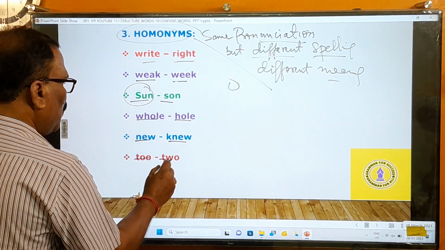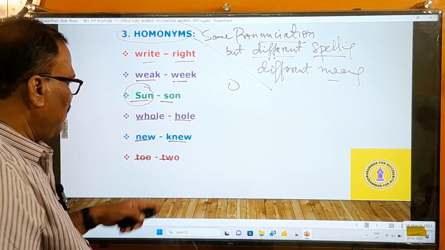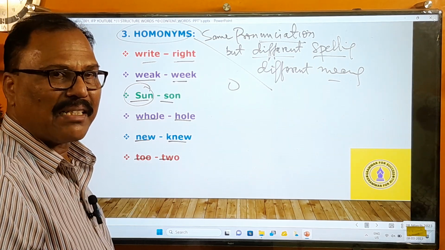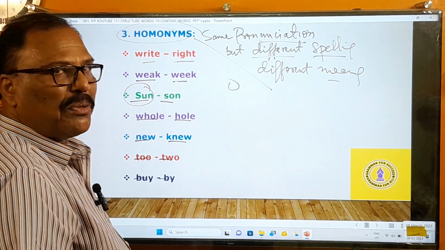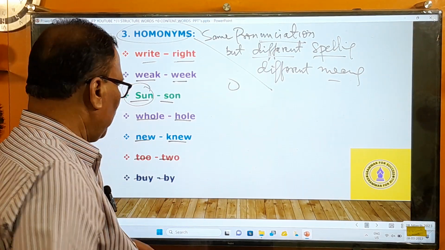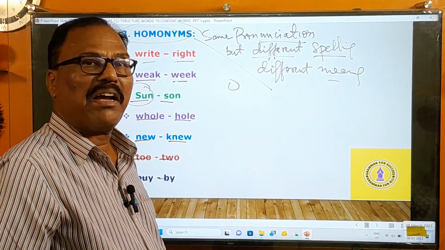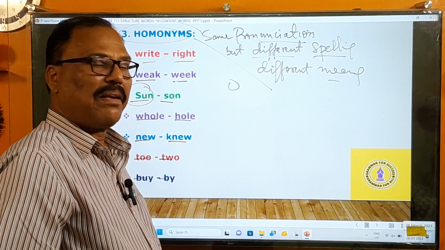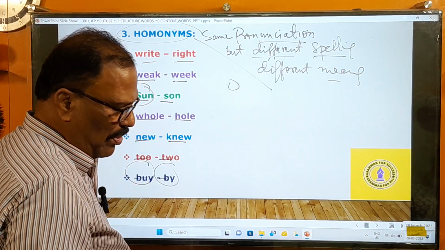And then comes two. It is too bad. Too much. There are two students in the class. Okay. Buy. I'm going to buy a mobile phone. Yes. How will you travel to Mumbai? I will travel by flight, by train, by. So these are all homonyms.